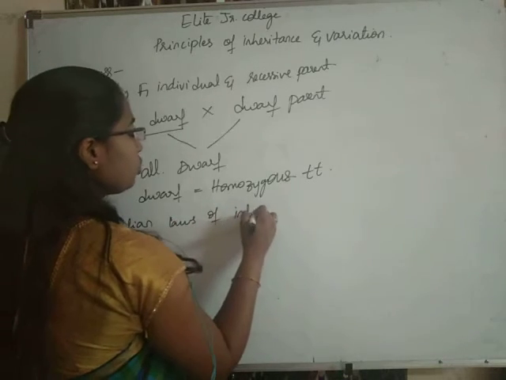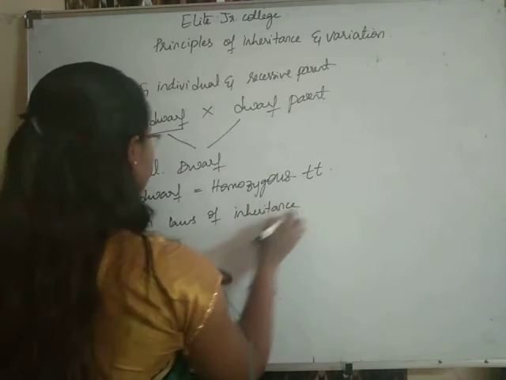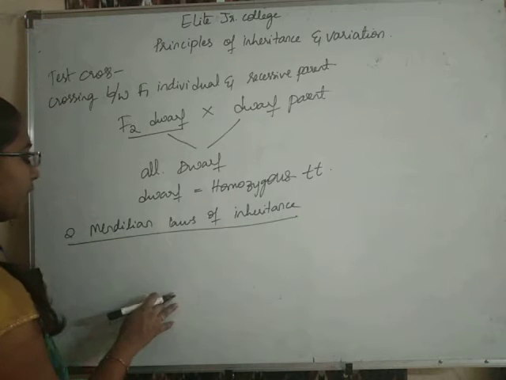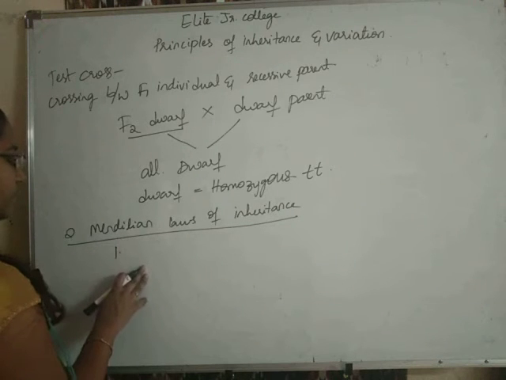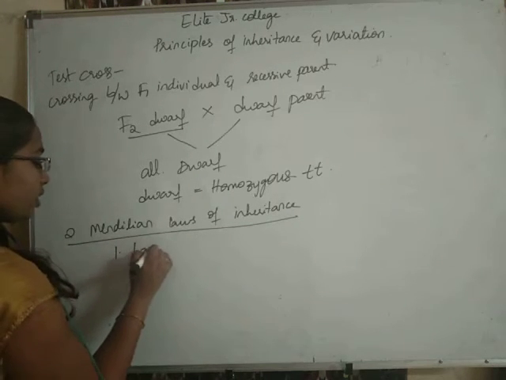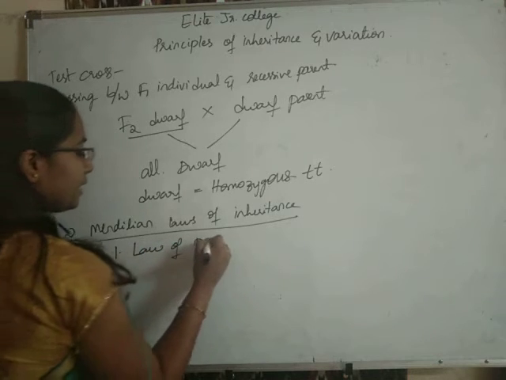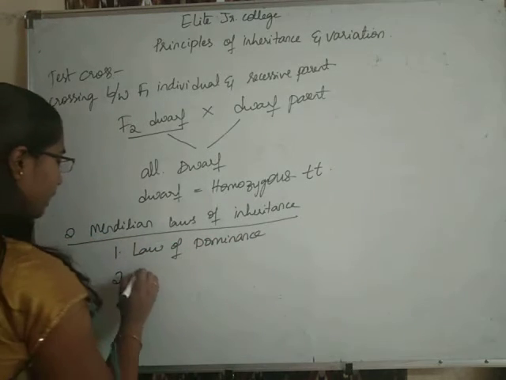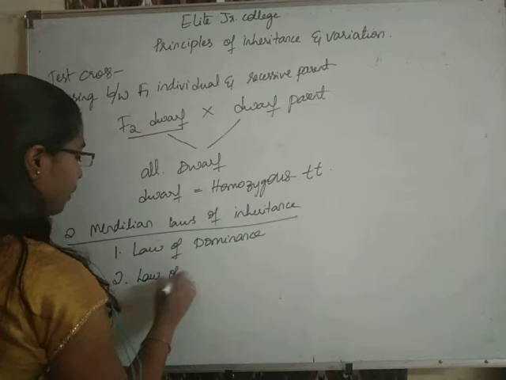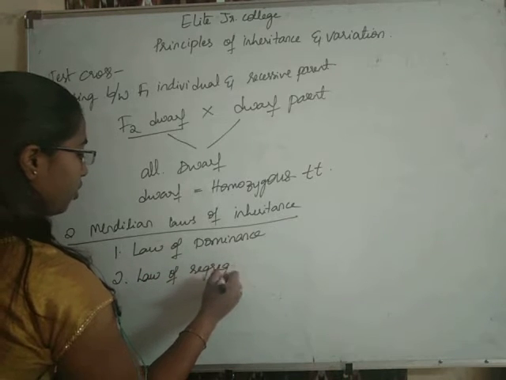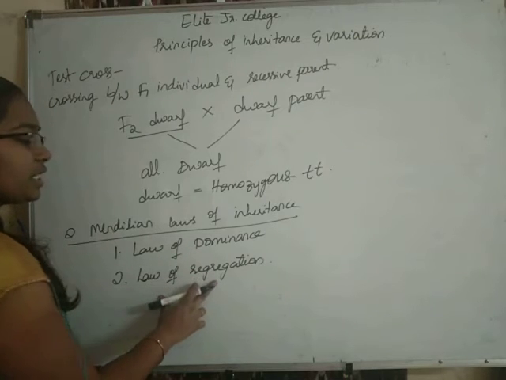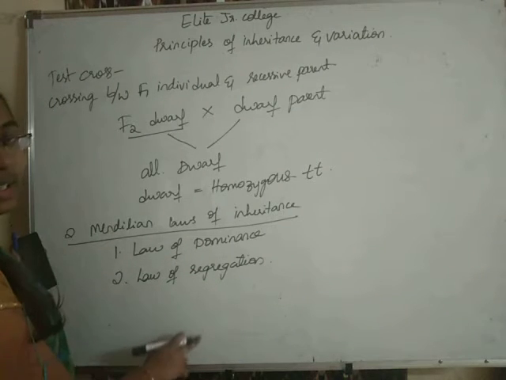He proposed two Mendelian laws of inheritance. The first Mendelian law of inheritance is the law of dominance, and the second law of inheritance is the law of segregation. We are going to learn in detail about the law of dominance and the law of segregation.